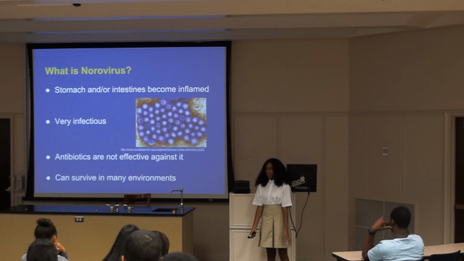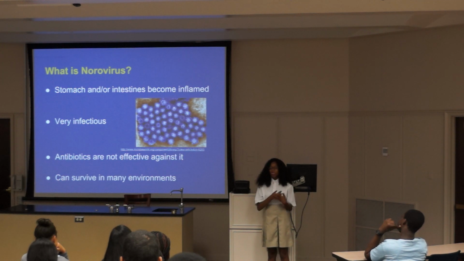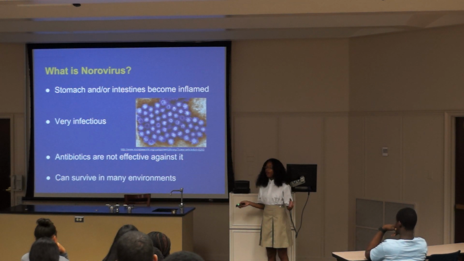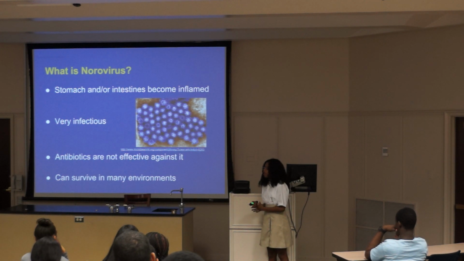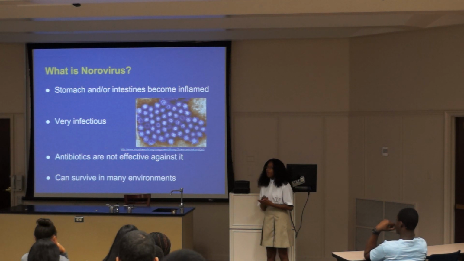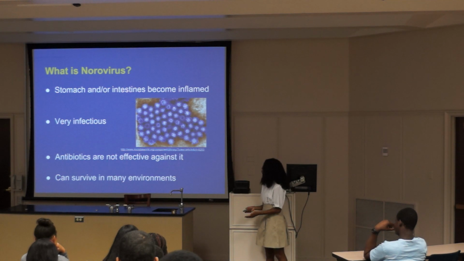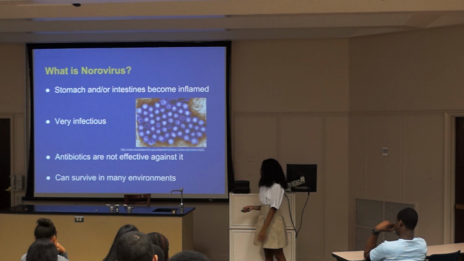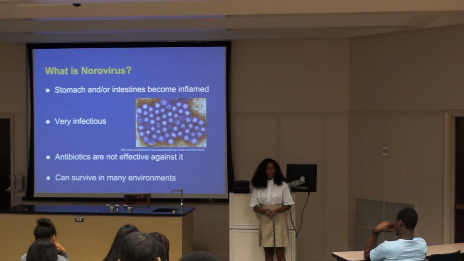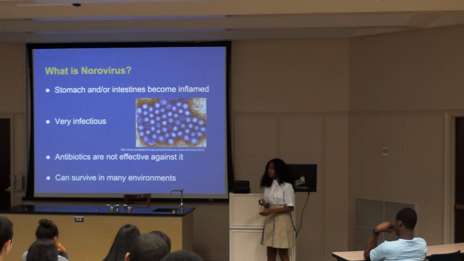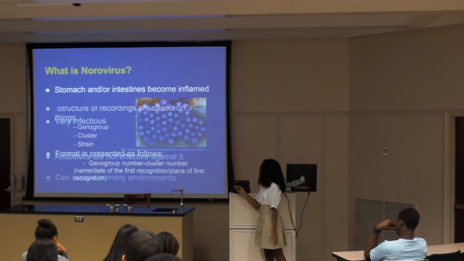So what is neurovirus? Neurovirus is inflammation in the stomach or the intestines. Sometimes this can occur at the same time, which makes symptoms worse. So neurovirus is very infectious and very easy to get. Antibiotics are not effective against it because it is in fact a virus. And neurovirus can survive in many environments and through various surfaces and various temperatures.